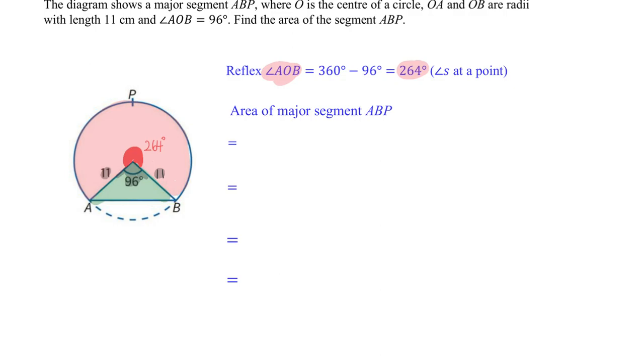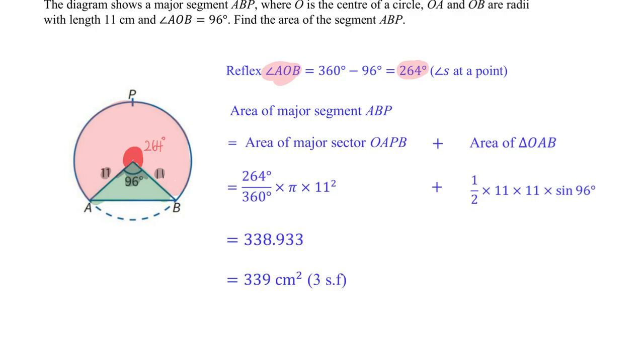So here, you will then see that the area of the sector, red color area, is 264 divided by 360 times pi r square, 11 square. The green color area of the triangle is half times 11 times 11 times sine 96. And after which, once you add them up, you should get 339 cm squared to 3 significant figures.